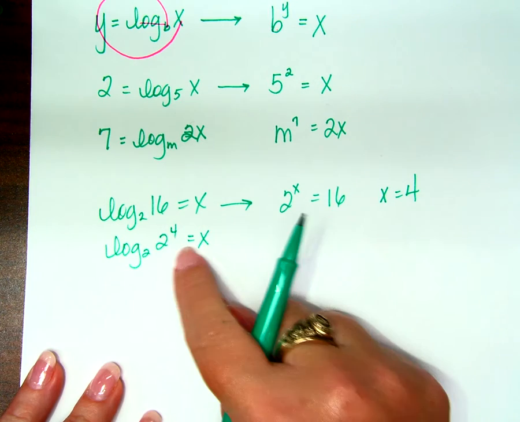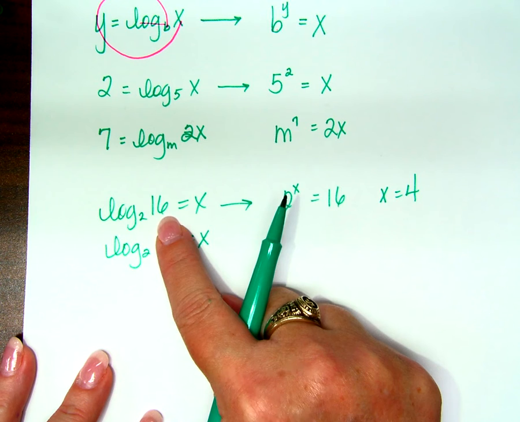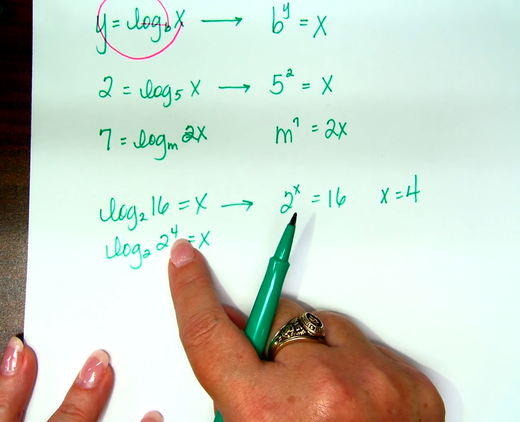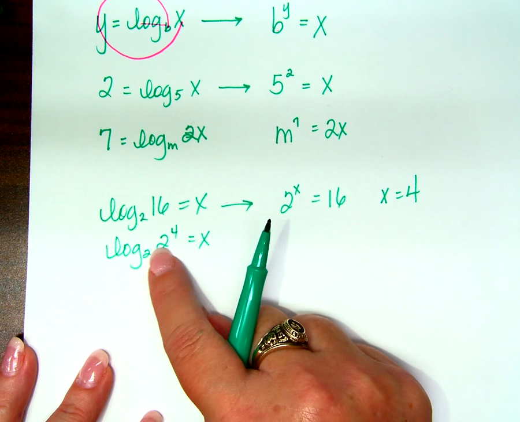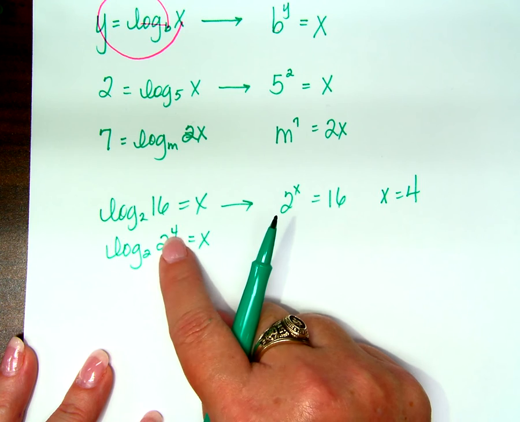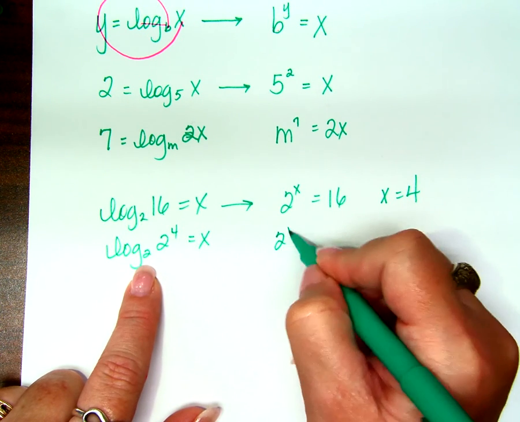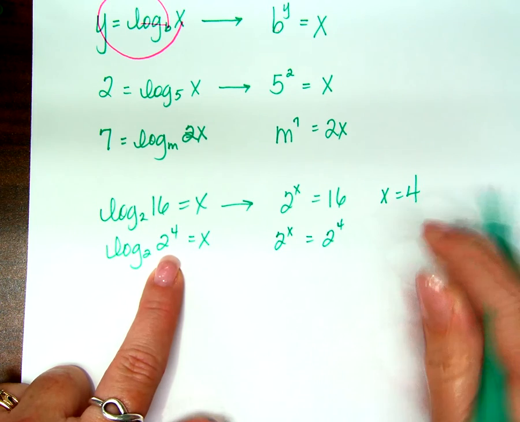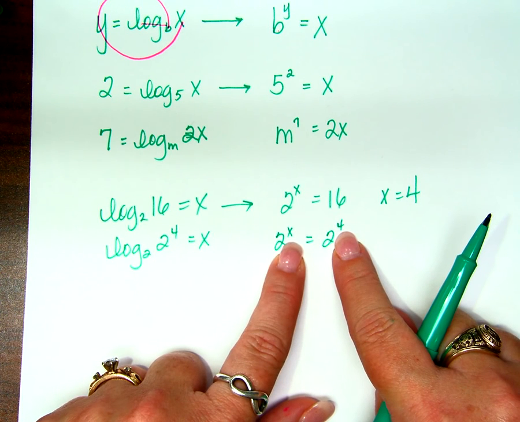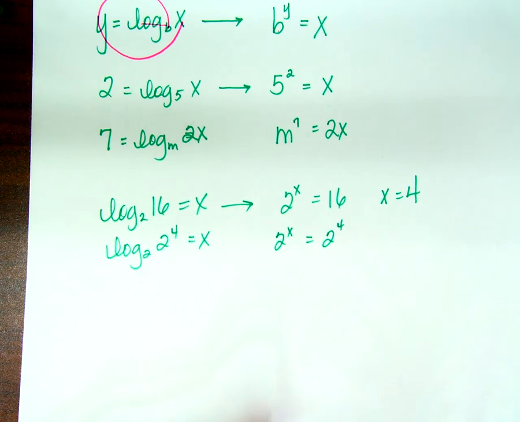Okay? Because 2 to the 4th is 16, right? Why would I make it 2 to the 4th on purpose? Well, if this base and this base are the same, what's the answer? That exponent, right? Even if I rewrote it in this form, I would have 2 to the x equals 2 to the 4. Well, that's really obvious what x equals now. X has to equal 4, doesn't it?